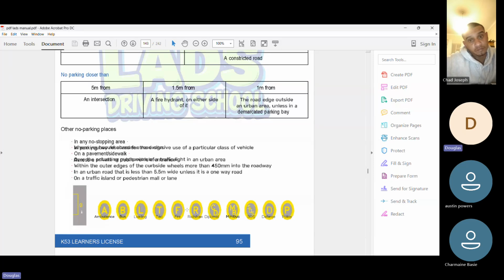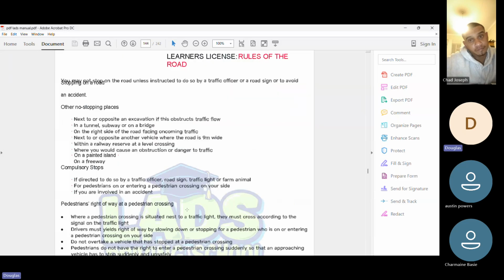Okay, we're continuing. You may not stop on the road unless instructed to do so by a traffic officer or a road sign, or to avoid stopping on a road.